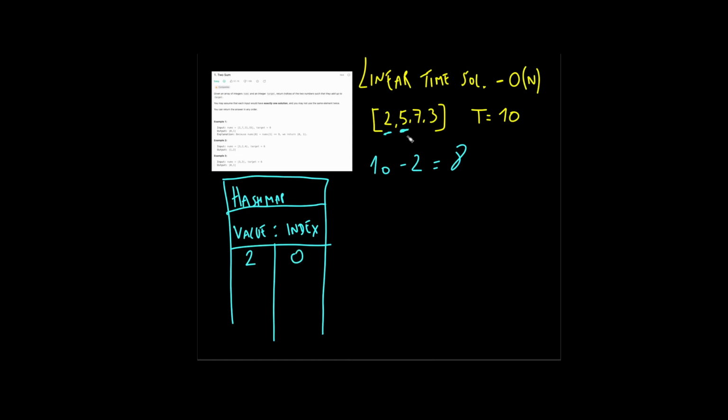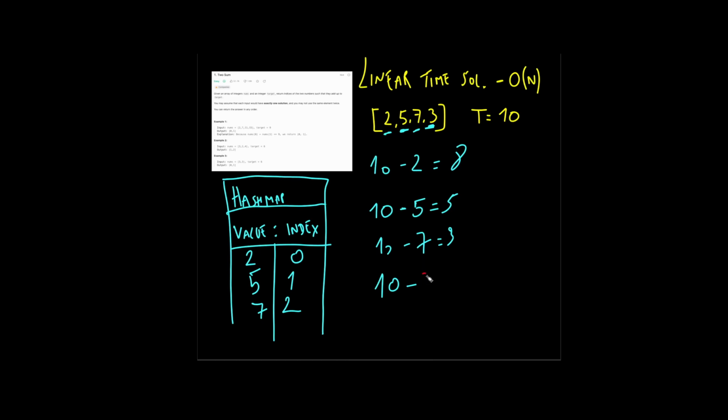Now we move to the next element in the array, which is 5. We wanna find the complement, which is the number that, subtracted from the target, is gonna give us the solution we're looking for. So in this case, is 5 in the hash map? No, it's not. So we add 5, we put the index, and we move to the next element. 7, so is 3 in the hash map? No, it's not. Let's add 7 to the hash map, and let's evaluate the last number. In this case is 3.